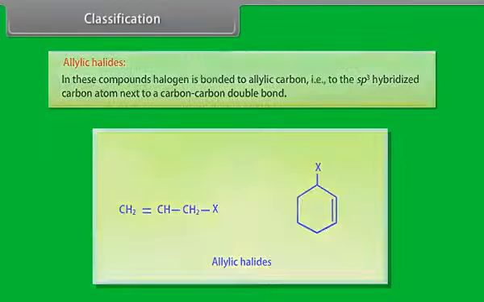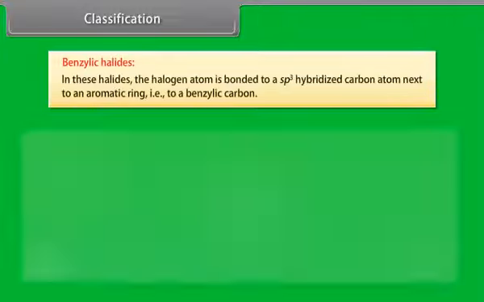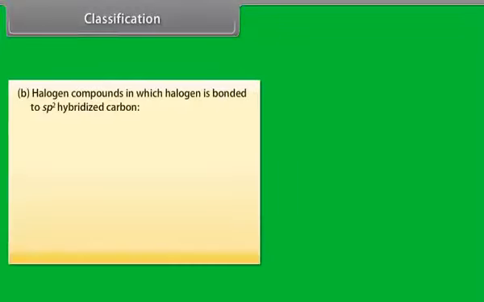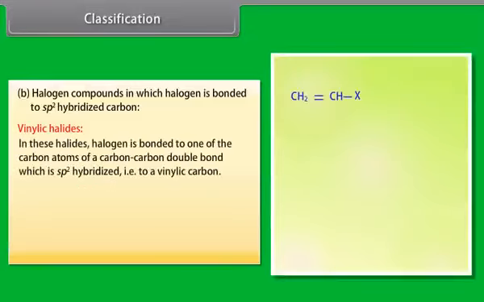Allylic halides. In these compounds, halogen is bonded to allylic carbon, that is, to the sp3 hybridized carbon atom next to a carbon-carbon double bond. Benzylic halides. In these halides, the halogen atom is bonded to a sp3 hybridized carbon atom next to an aromatic ring, that is, to a benzylic carbon.